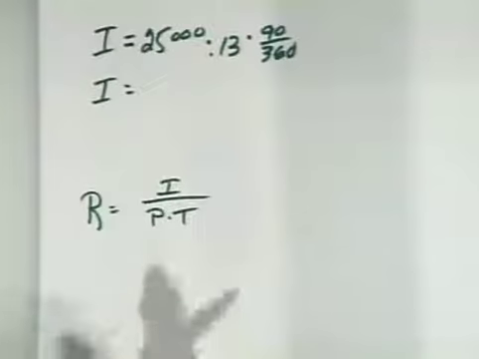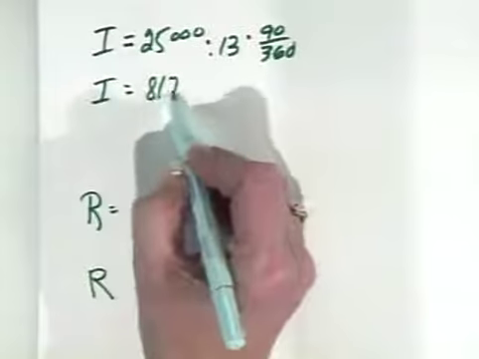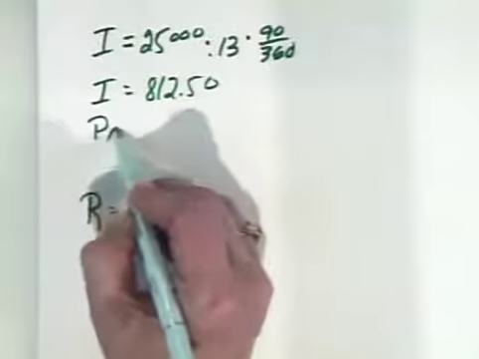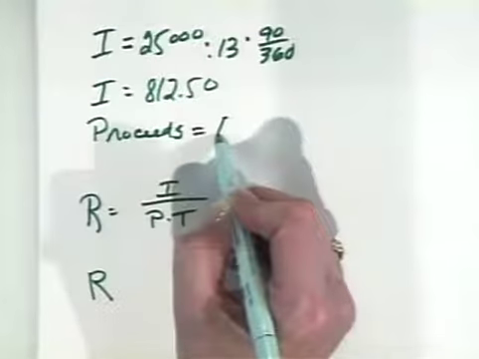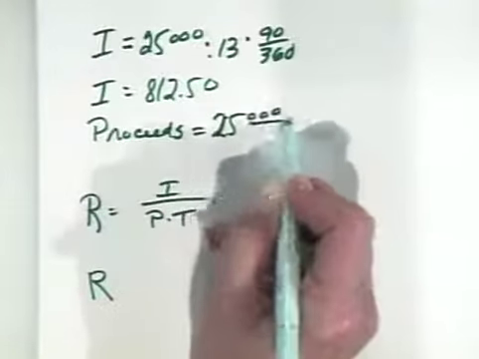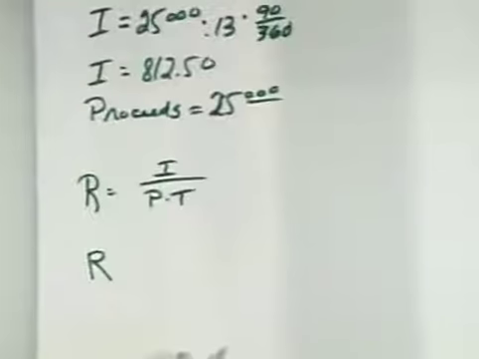What did somebody get for interest? Anyone agree? Yeah. Proceeds. They are the full thing, right? $25,000 because it's a simple interest note. Okay. We borrowed it for 90 days ordinary.